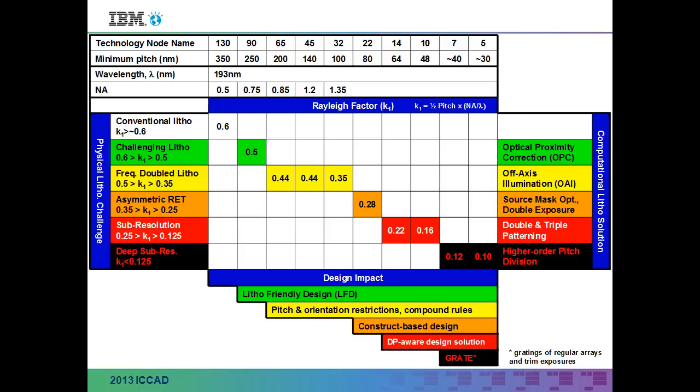So across the top, I don't know, pointer's useless. Maybe this will work. So across the top, I have the different technology node names.